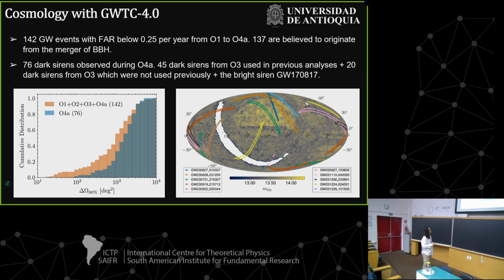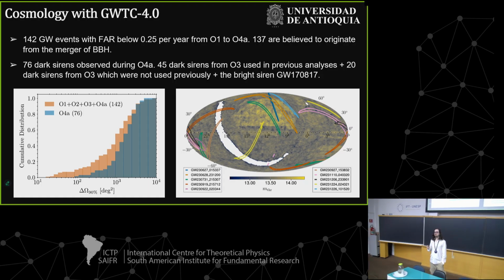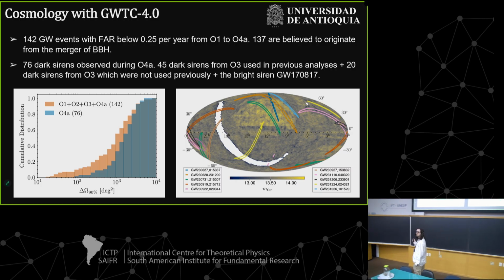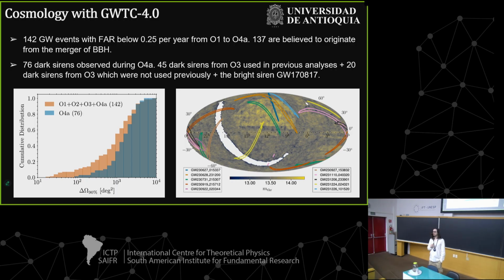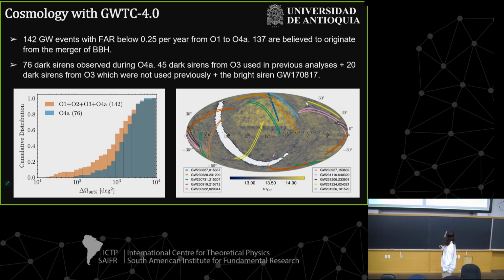And another 20 events, 20 dark sirens from O3 that were not included in previous analysis. Basically that's because in the previous analysis they were using a different criteria for the selection of the events. So in this case it's only this false alarm rate criteria, but in the other they put a threshold on the false alarm rate and also on the SNR threshold, on the signal to noise ratio. So basically, in this case, this allowed to have many more events than in previous cases. So that's why there are also new events coming from O3 in this analysis.